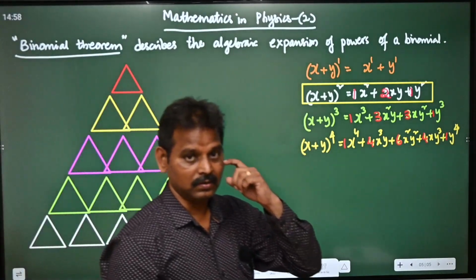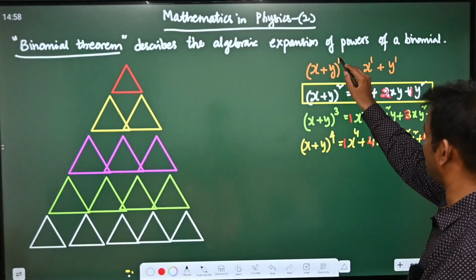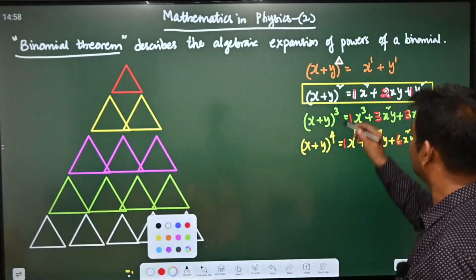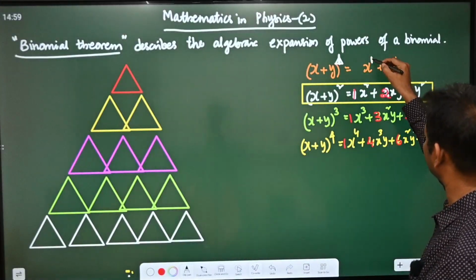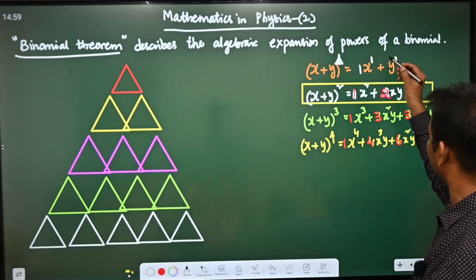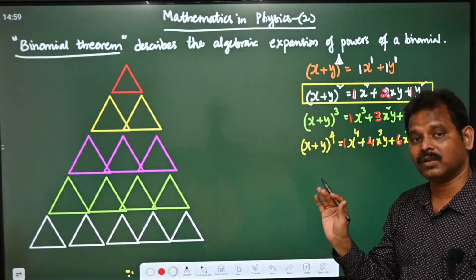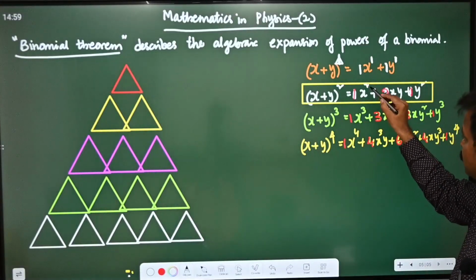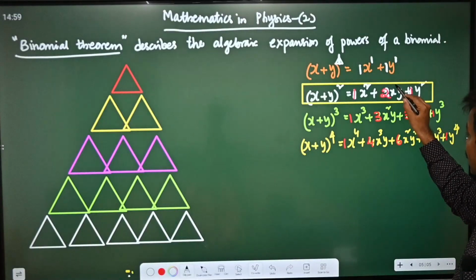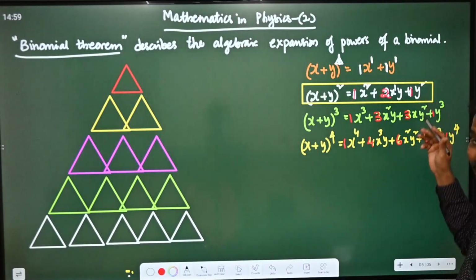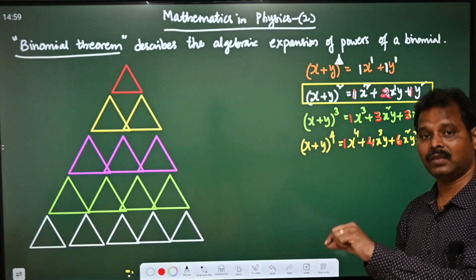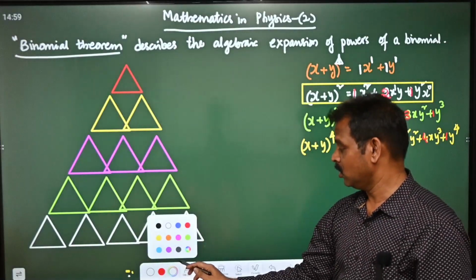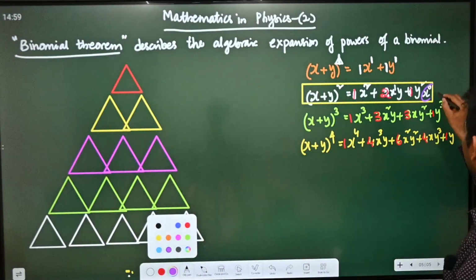If you observe the first one, x plus y whole power 1, the power for x is 1 and the power for y is 1, and the coefficients are 1. In the second one, this is x square, then x power 1, then x power 0. Here the x term is not there, because actually x power 0 is present here. But what is x power 0? The x power 0 is exactly equal to 1.